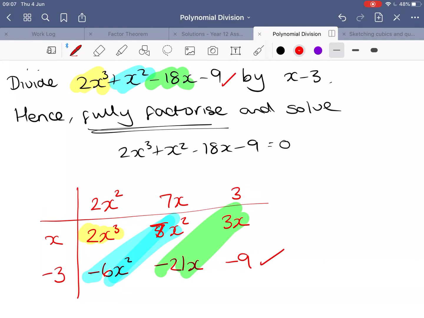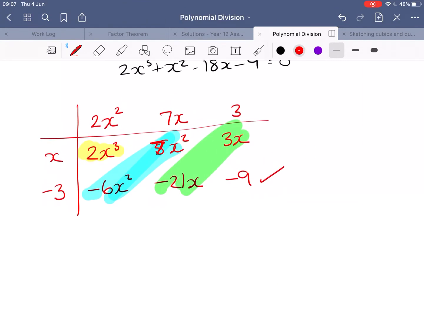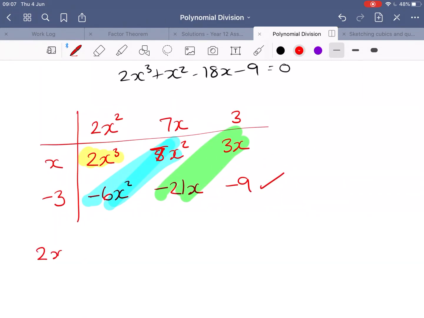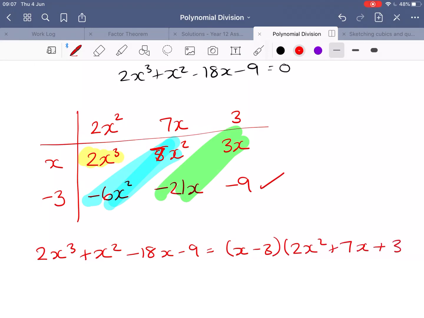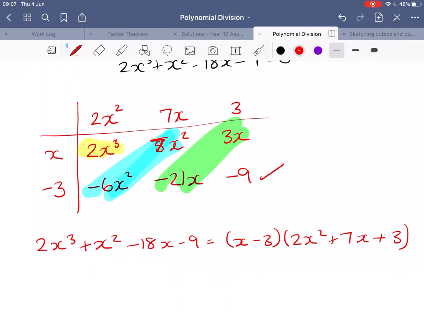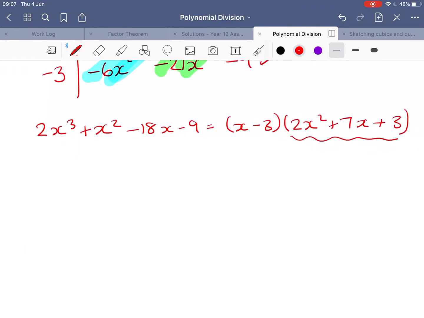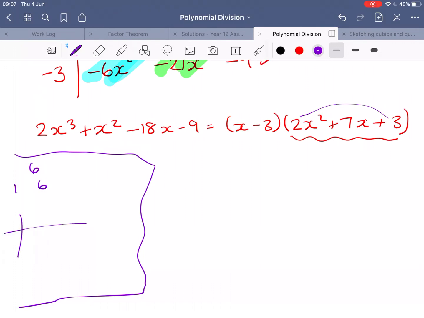Okay. So hence fully factorised. So I know that my 2x cubed plus x squared minus 18x minus 9 equals my x minus 3 and my 2x squared plus 7x plus 3. And when it says hence fully factorise, what it means is you've then got to factorise that as a quadratic. Now we've done this plenty of times before, so I'm just going to do this in a little bubble over here. So I need to think of two numbers that multiply to make 6. Well, that's going to be 1 and 6. Do my grid method.